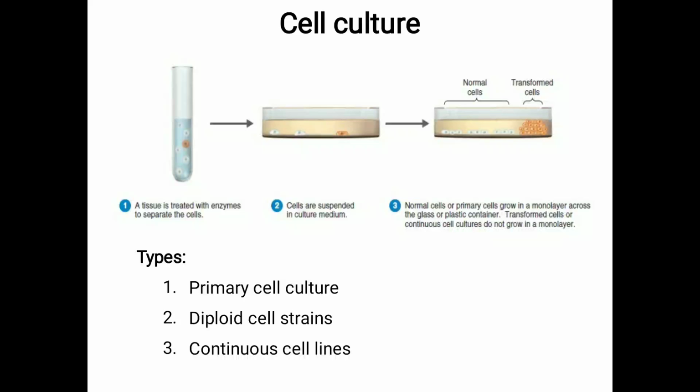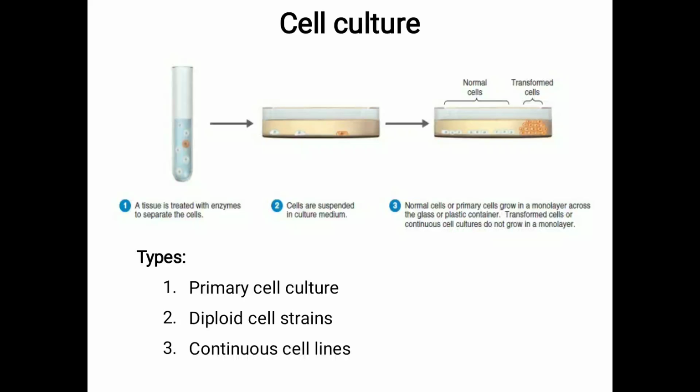In the third step, you can see there are two kinds of cells: normal cells and transformed cells. Transformed cells are those in which the virus is grown, in which the multiplication of viruses has taken place. These transformed cells do not grow in a layer, while normal cells grow in a layer. So we can easily identify the transformed cells, and they are separated from the mixture. These steps are done in cell culture.